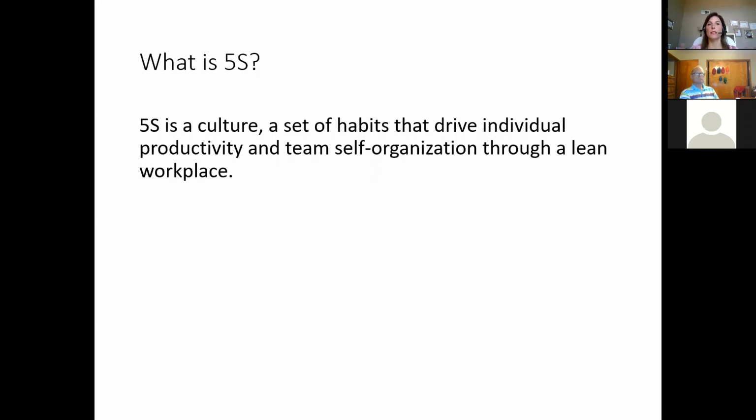We want each employee to start what they need to do and finish it in such a way that they're not impacting others. That's part of the self-organization. That's part of productivity because you don't have to review whatever you're doing. And again, you achieve all that through a lean workplace, a workplace that speaks to you. It's an environment that will speak to you and will tell you what you need to do.